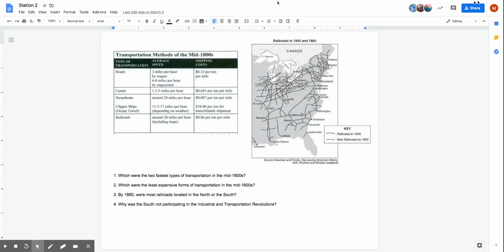If you look on the far left side, you have the different types of methods to move things around. You have roads, canals, steamboats, railroads. It shows the average speed of each type of transportation. And then on the far right side, it shows the shipping cost. Make sure you're careful. For example, look at steamboats. Steamboats is 0.007, which would be less than a cent per ton per mile.